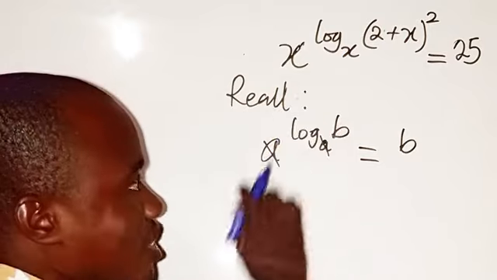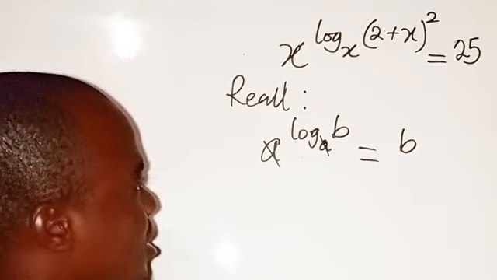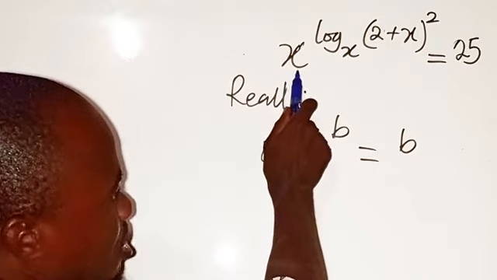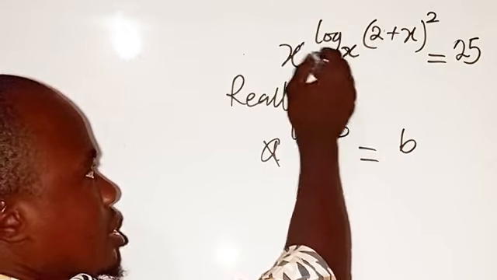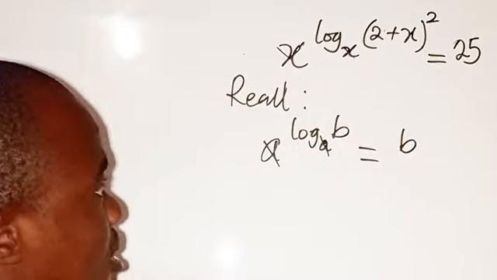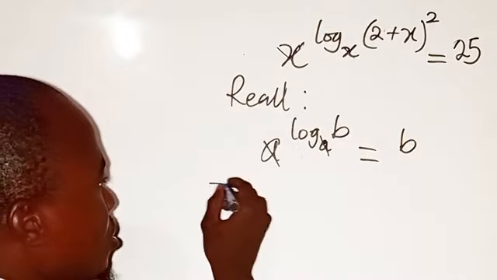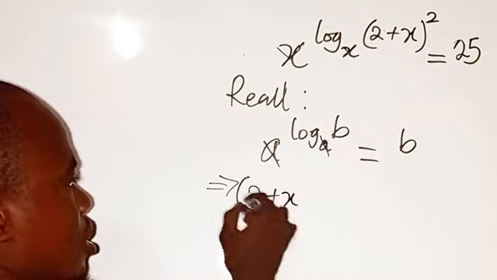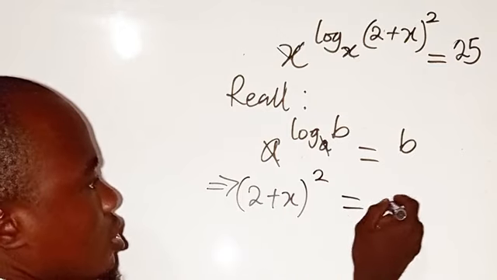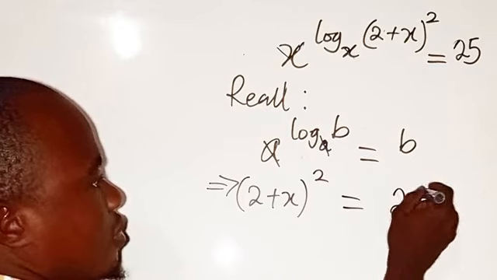When you look at this question here, look at the left hand side. Can you see? I have x to be the base here, raised to the power, and I have x here. It shows that this, we cancel this. Then we are going to be left with this. So this implies that (2 plus x) all squared equals 25.